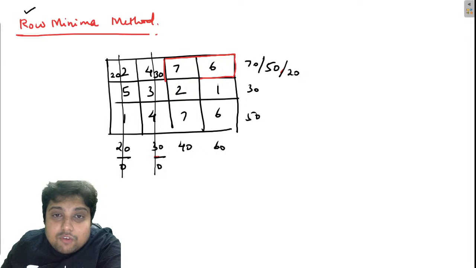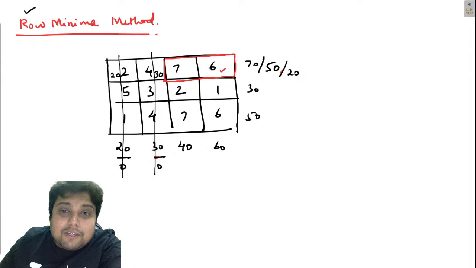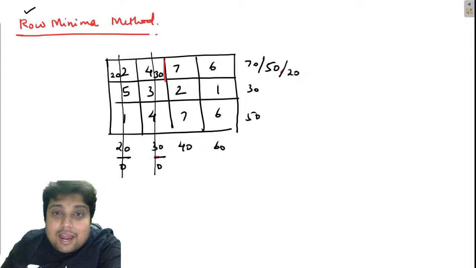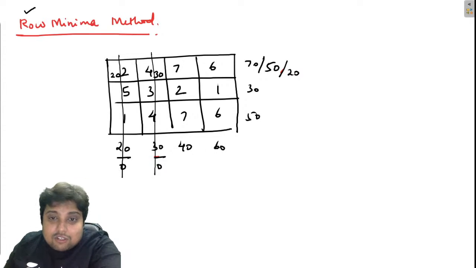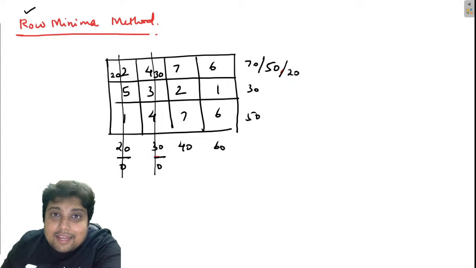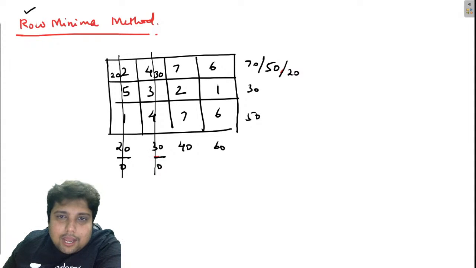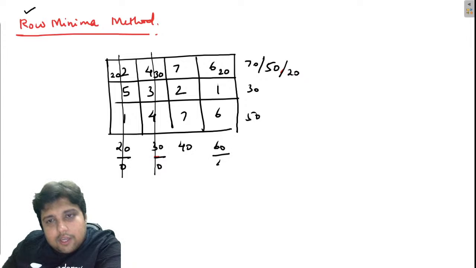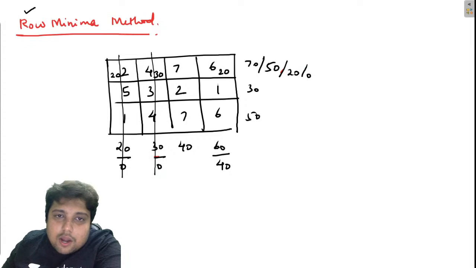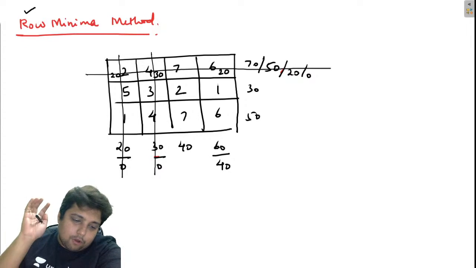And out of these two, which is the cheapest? 6 is the cheapest. So I will target 6. 6 is asking for 60. How much can we supply? We can supply 20. So I am not going to beg for the rest of the others. I am just going to give 20 units. 40, 0.